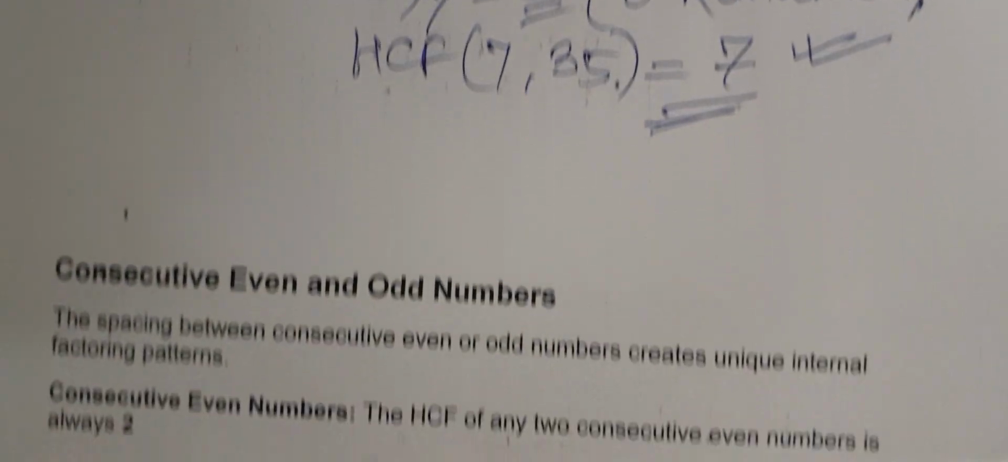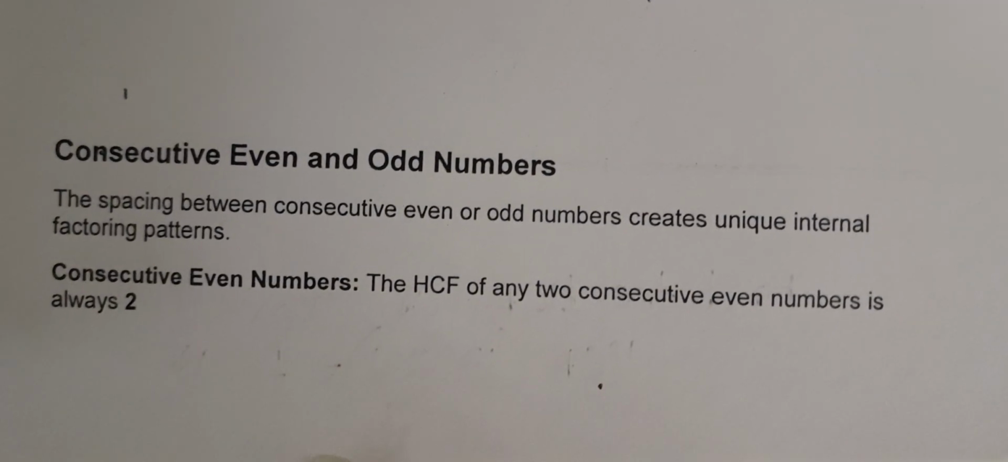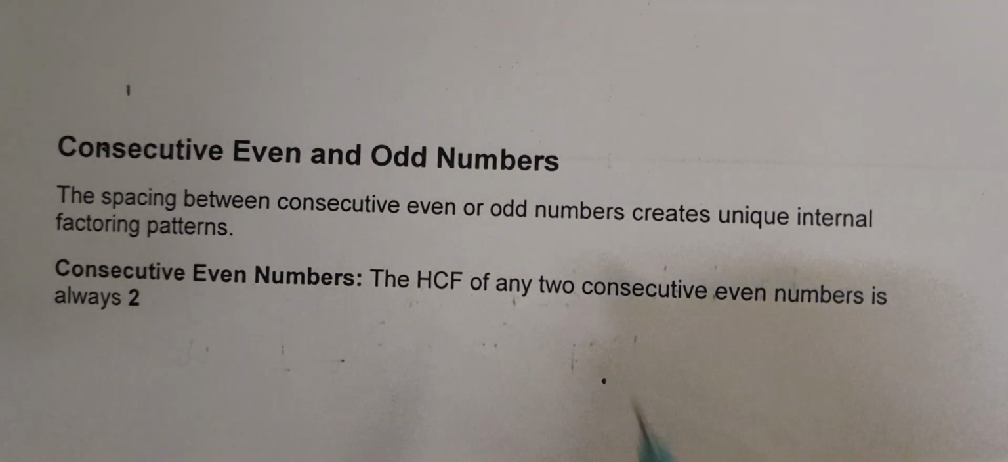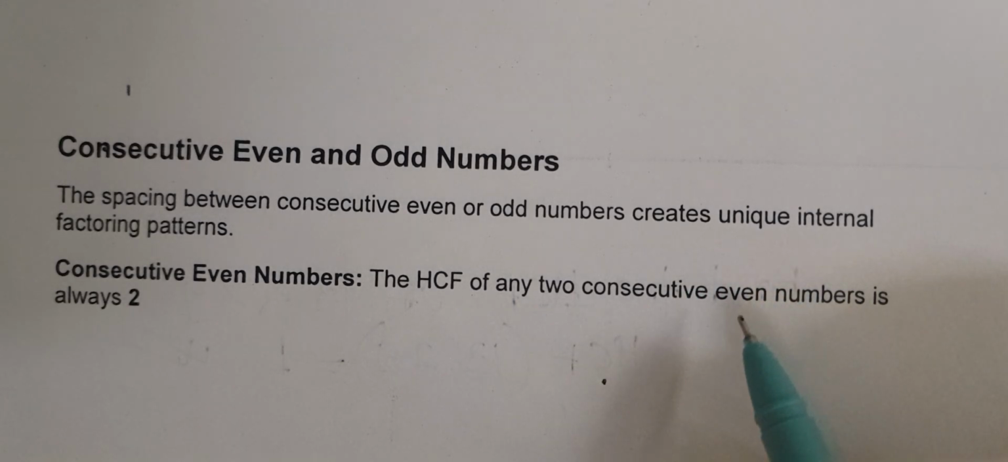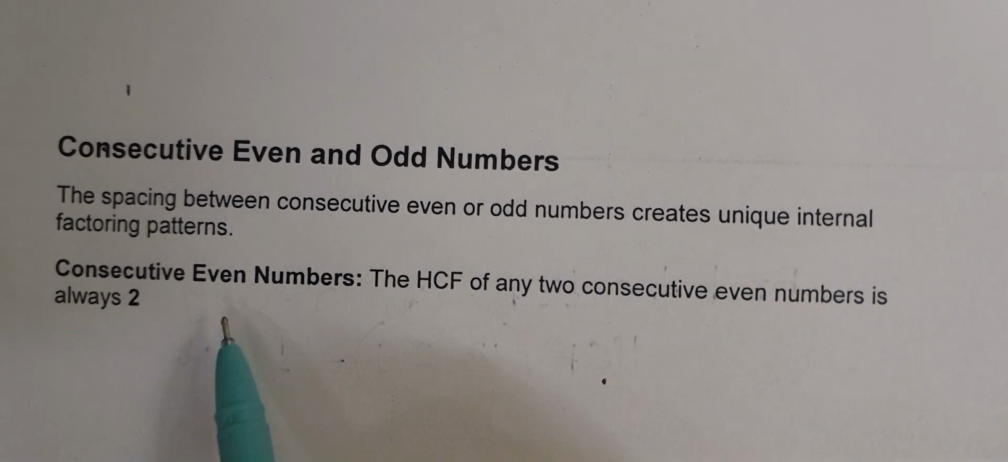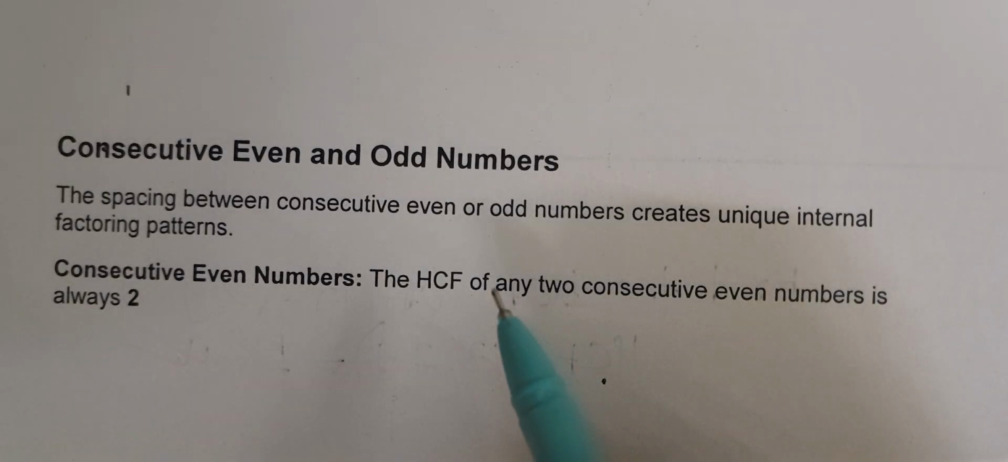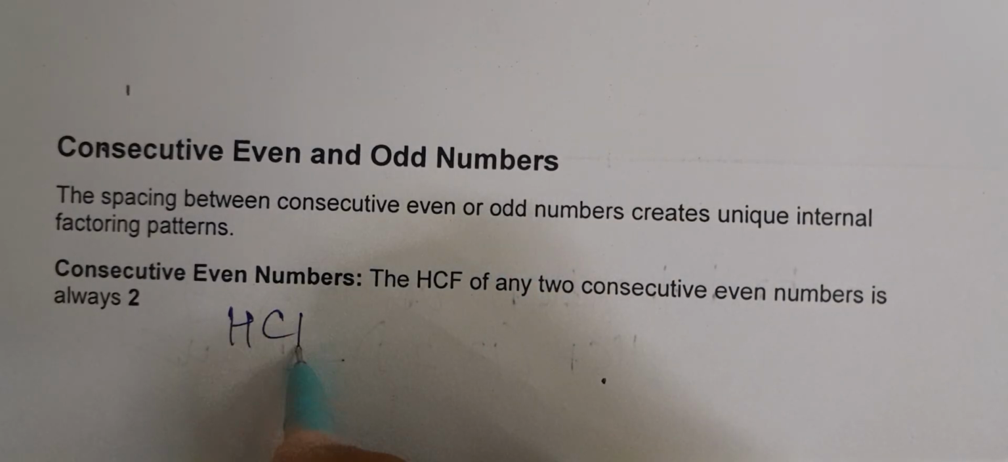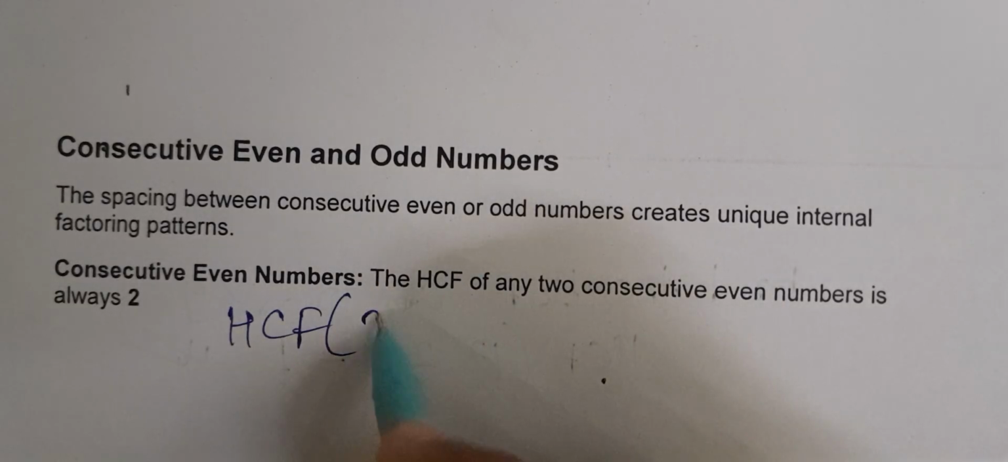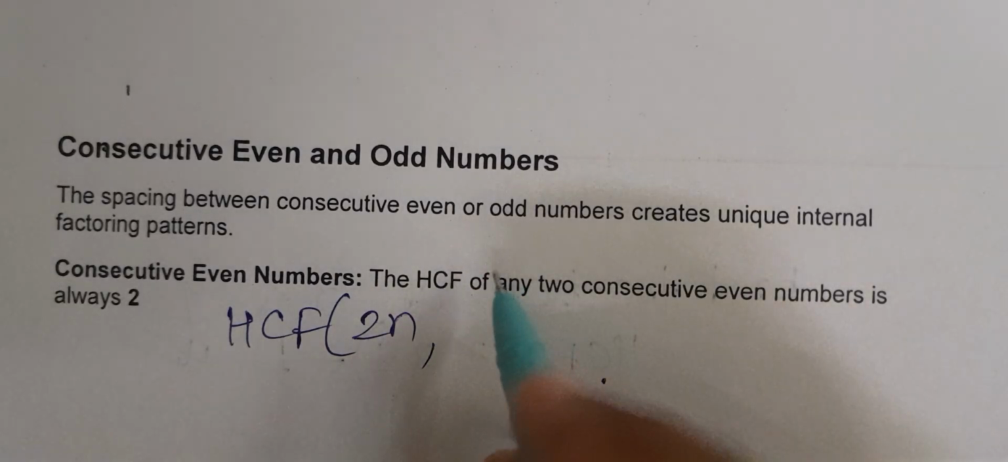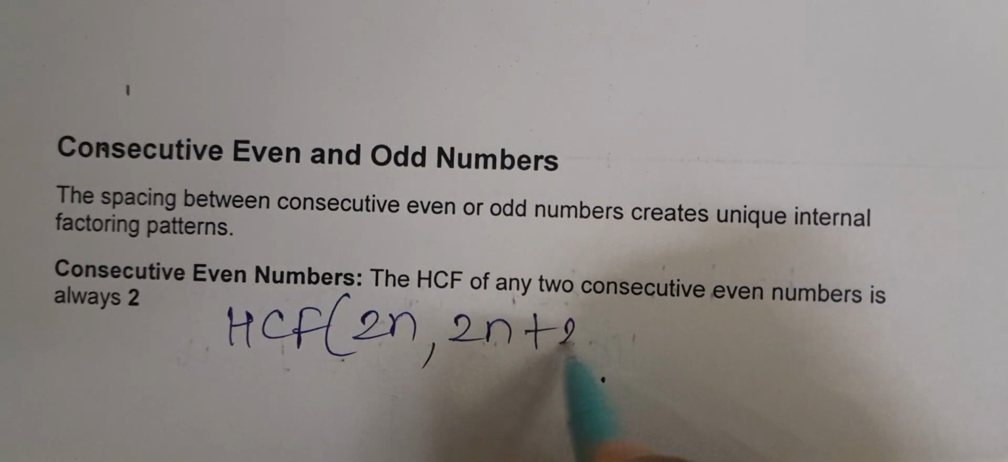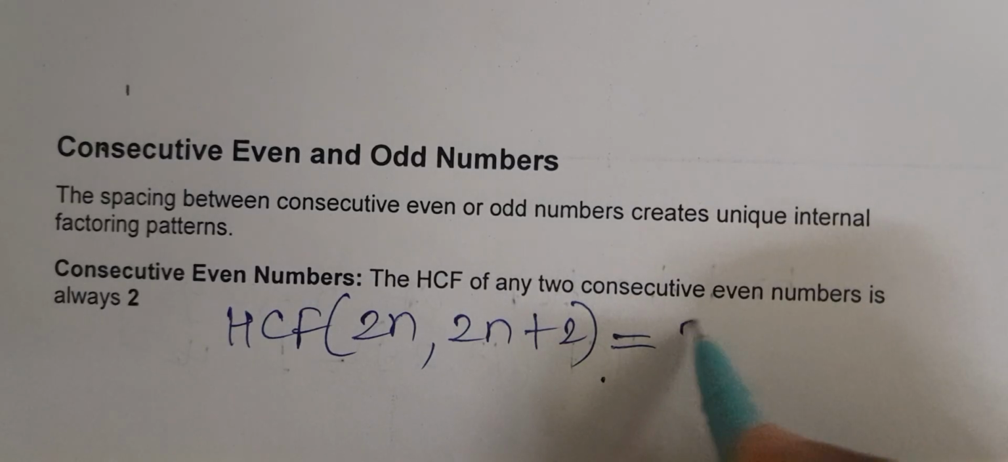Okay. So consecutive even and odd numbers. The spacing between the consecutive even and odd numbers creates unique internal factor patterns. Consecutive even numbers: the HCF of any two consecutive even numbers is always 2. For example, HCF of 2n and 2n plus 2 is always equal to 2.